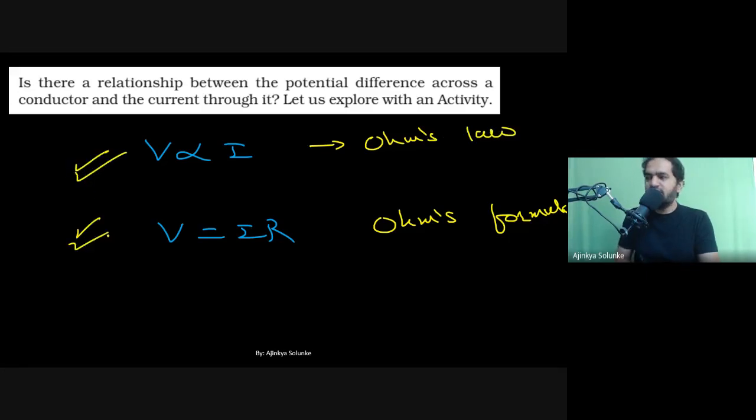Are you understanding the difference between the two? Please write down in the chat box that one of them is Ohm's law, one of them is just a formula. The formula is V is equal to IR, and the Ohm's law is V proportional to I. There is a common difference between the two, and do not make a mistake in the exam because it's a very common question that is asked.